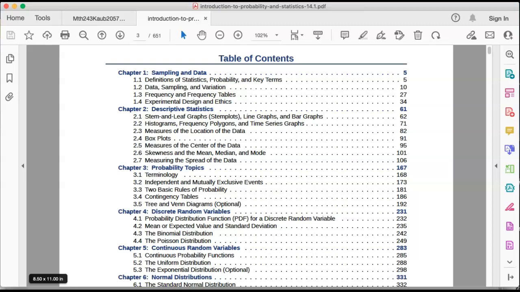Hello again, and today we're going to be talking about Chapter 1 material. In the table of contents here, we're going to be doing definitions, talking about sampling, and most of this video is going to be on frequency and frequency tables. Okay, we'll also look at experimental design and ethics. We'll talk a little bit about that.